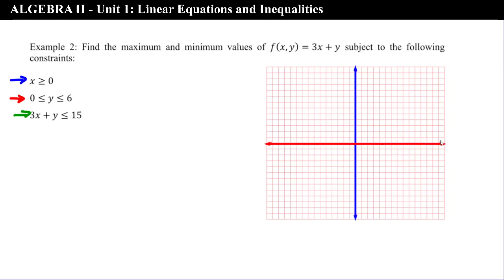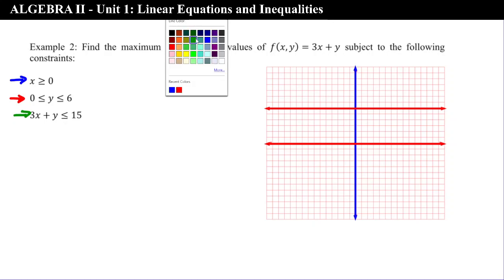And then we have y is less than or equal to 6, so we know we're going to go along y equals 6. 1, 2, 3, 4, 5, 6. So that would be right here. So we ended up getting 2 lines out of this compound inequality. All right, so the third one, we are going to have to do a little bit of work with, okay?